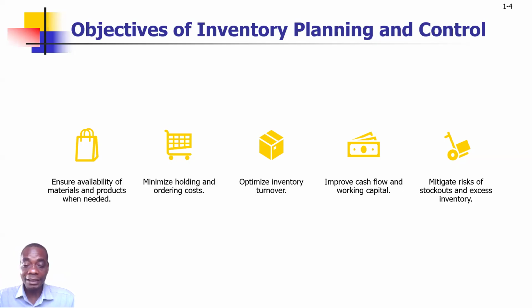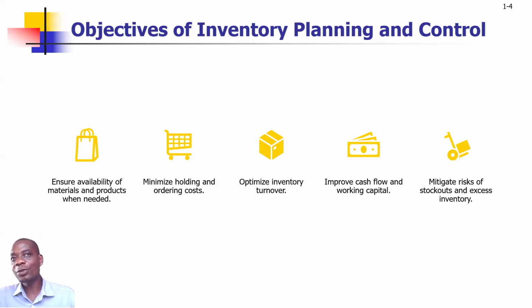Then another objective is to optimize inventory turnover. That is to ensure that we have stock to give out to our customers or for production purposes without delay. And also we need to improve cash flow and working capital. Why is this important? Cash flow or working capital involves the amount of money that we have at every point in time. We need money to pay employees or workers. We need money to buy items. We need money to pay utilities. We need money to pay tax. So we pay for so many things.